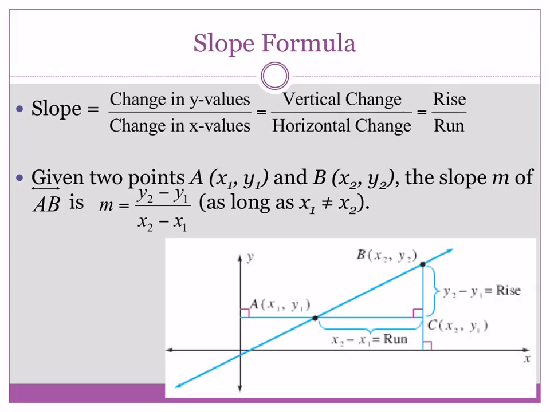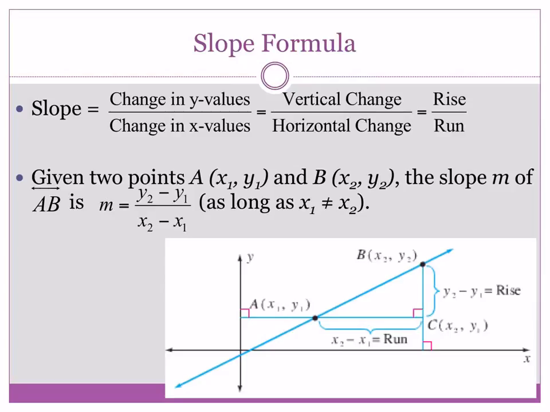So let's actually use the slope formula now. The slope formula is the change in y values divided by the change in x values, sometimes thought of as the vertical change over the horizontal change, rise over run. If you're dealing with ordered pairs, you can actually do y2 minus y1 over x2 minus x1, as long as the x values are not the same.